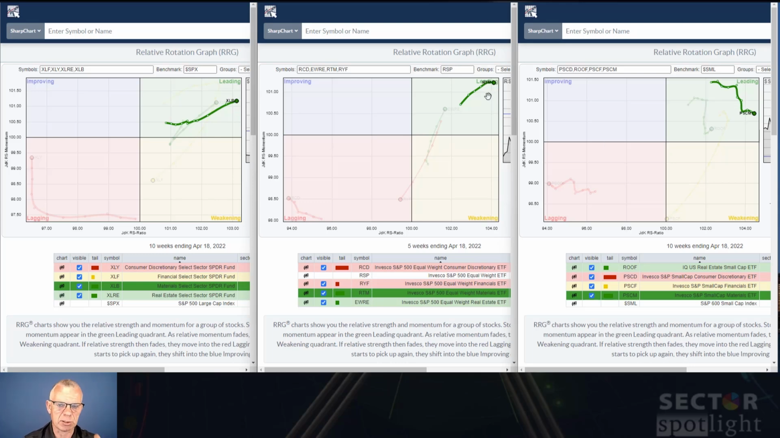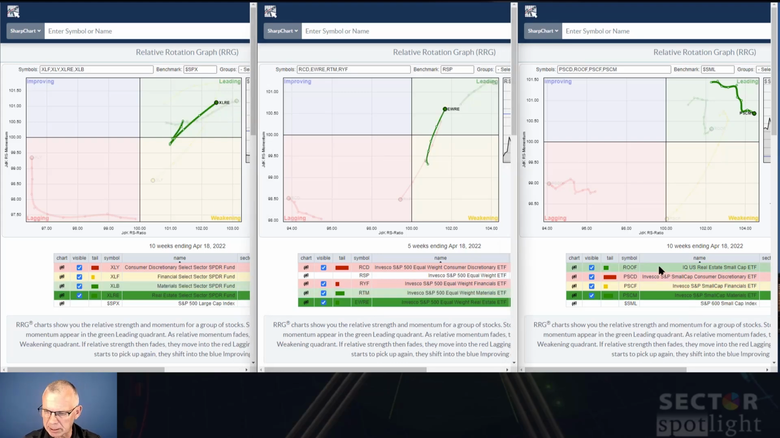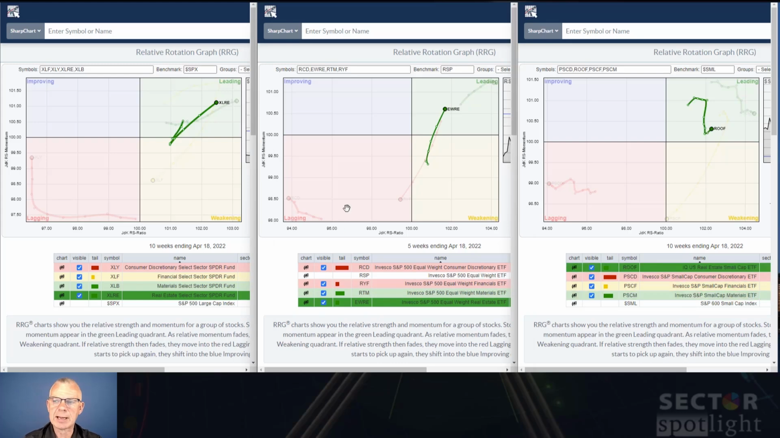Equal weight materials are sort of flat, and in large cap it's still doing pretty okay, actually. So the best place to be if you want to be in materials is in the large cap section. And then we've got real estate, and here it's called roof. And we see something similar. We've got large cap and equal weight nicely moving into the leading quadrant at a strong heading. And you can see that small caps went through a rapid decline, and they're now only picking up.